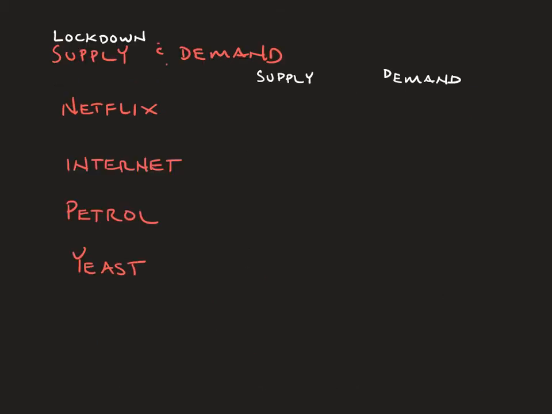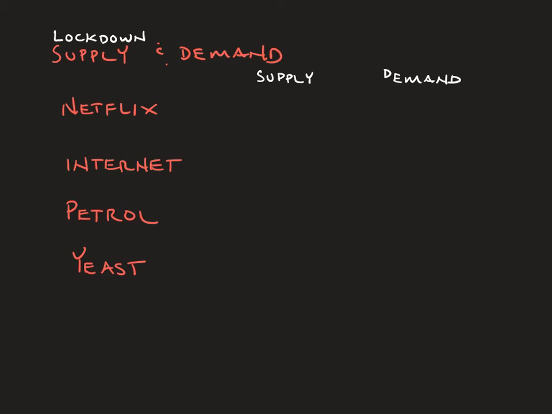Now let's put our knowledge to use and consider lockdown and how it's impacted the supply and demand of certain goods and services. Take a moment, pause the video, draw up a little table in a book or on a piece of paper, and see if you think that supply and demand have gone up, down, or stayed the same for these products. Let's start with Netflix.